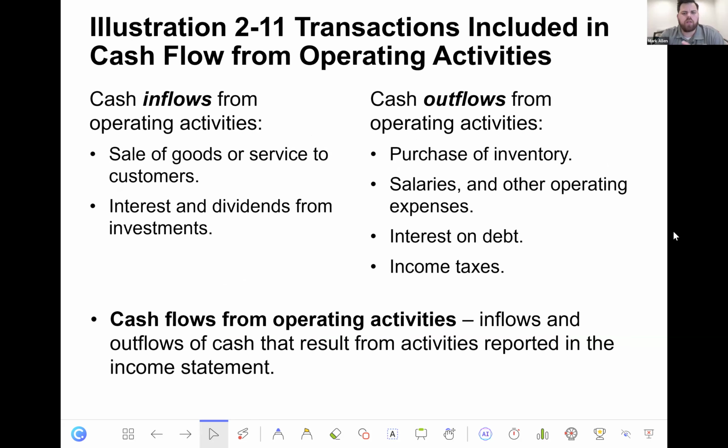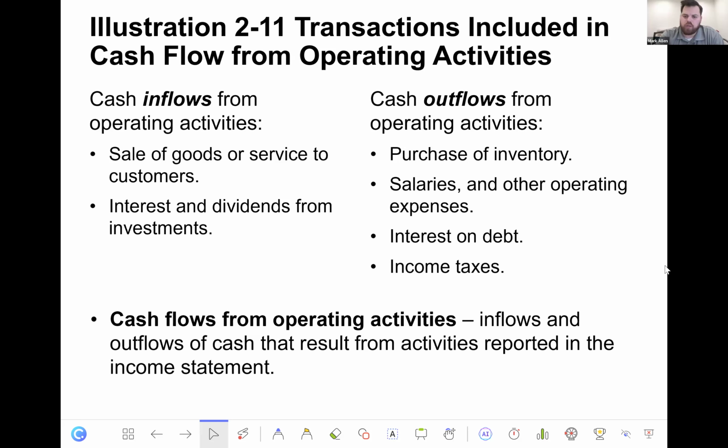You can look at that if you want to, but here's a few more examples about the operating section. So cash inflows from operating activities include the sale of goods or services to customers. So once again, this is our core function. This is how we generally do things. And it also includes interest and dividends from investments, which is really interesting because the investment itself would go to the investing section, but the interest that's generated from that would actually be an operating inflow. So we have to parse that out just a little bit.